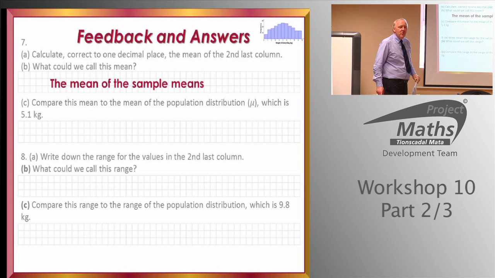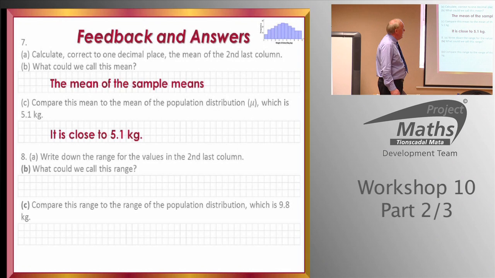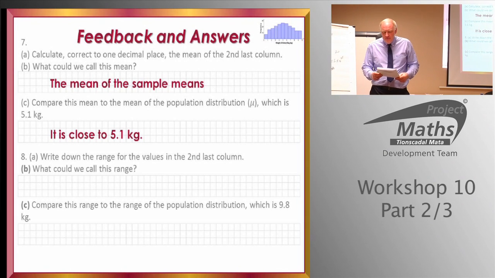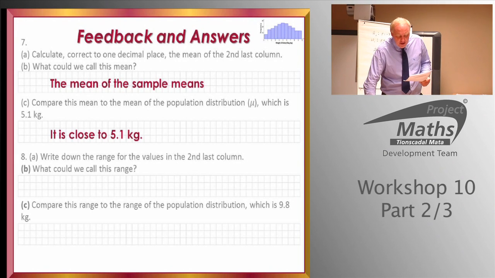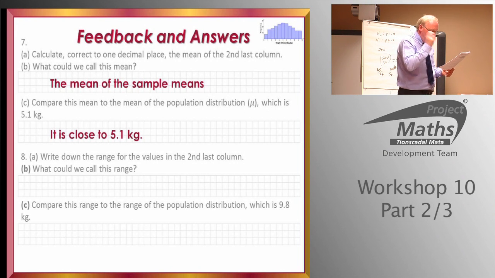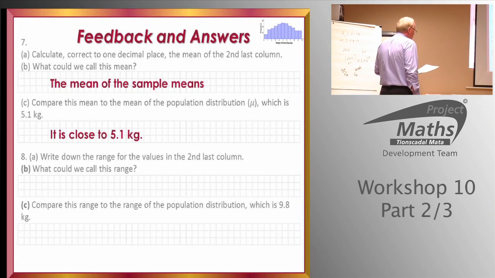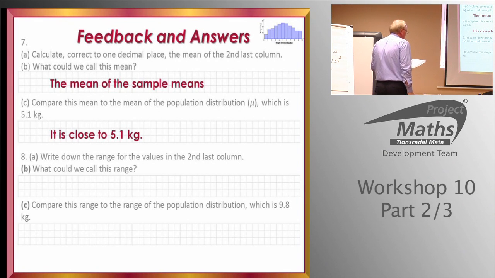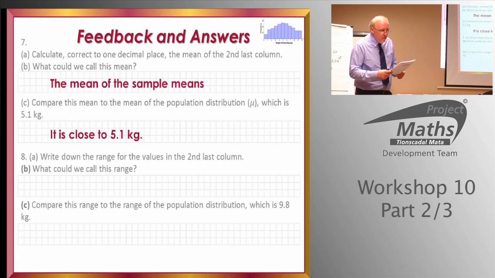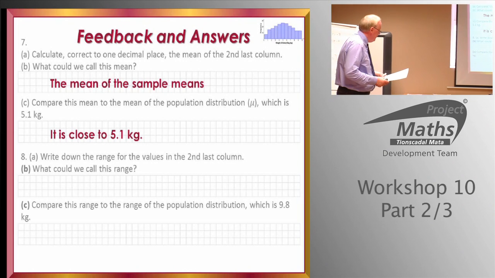Your answer there is going to be very close to 5.1, isn't it? It's close to 5.1 because you're doing up ones like 4.9, 4.8, 4.6, 4.7, and so forth. Now, write down the range of values in the second last column. Well, they go from about 4.4 to 5.8. Looking at it there, the range is about 1.4.